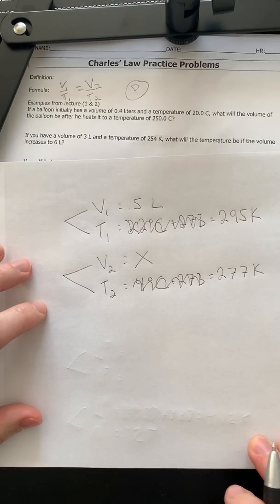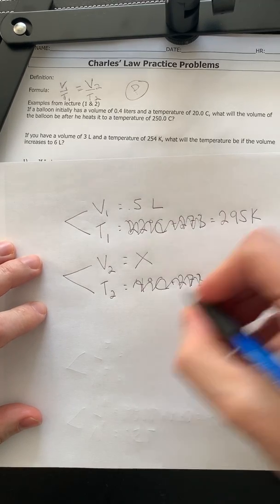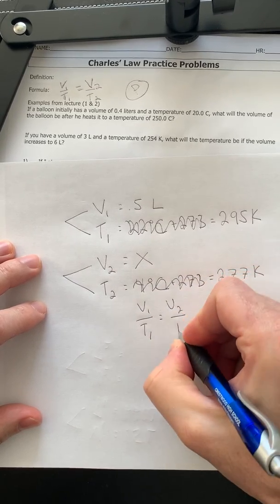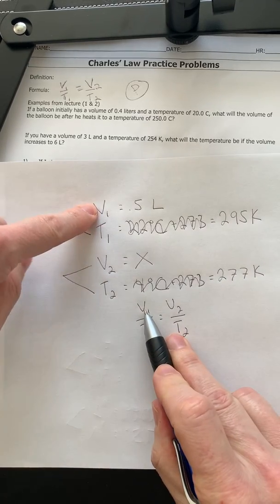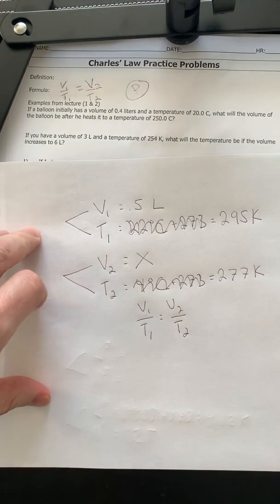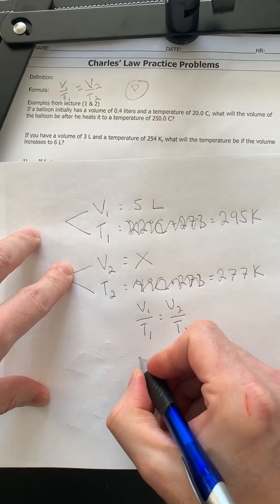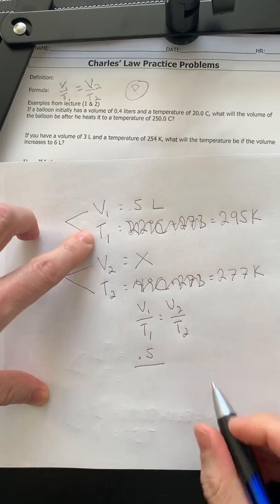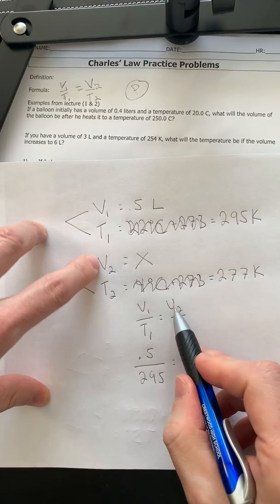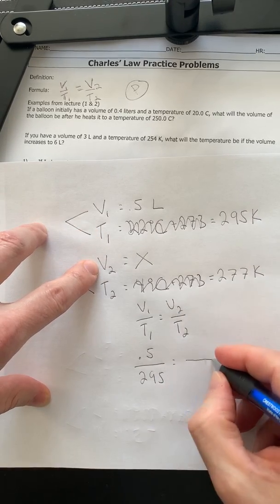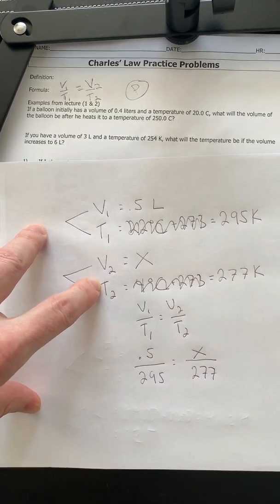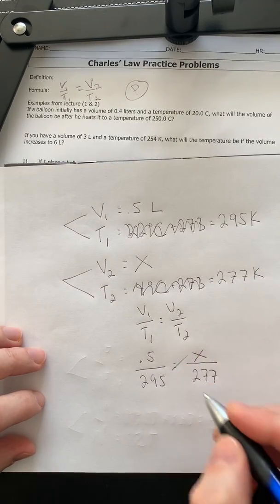So now I got to match this stuff up, right? So if my formula is V1 over T1 equals V2 over T2, V1, this has to go here, top left. If I just randomly assign things and hope for the best, it's probably not going to work out real well. So I'm going to go 0.5 over 295 equals, I was solving for this, my V2, over 277. And from here, I can cross multiply.